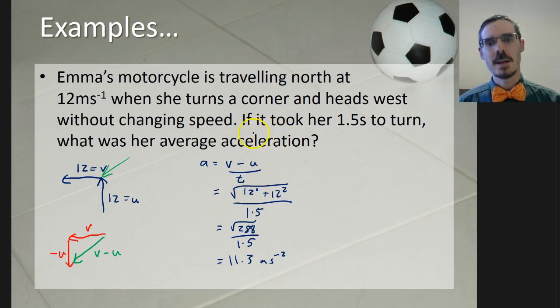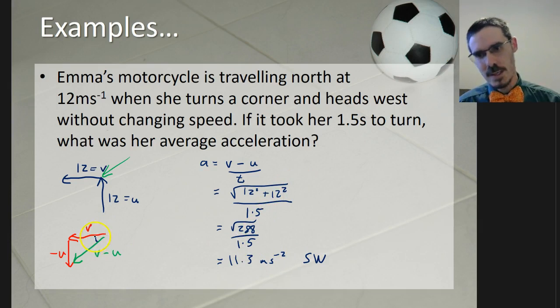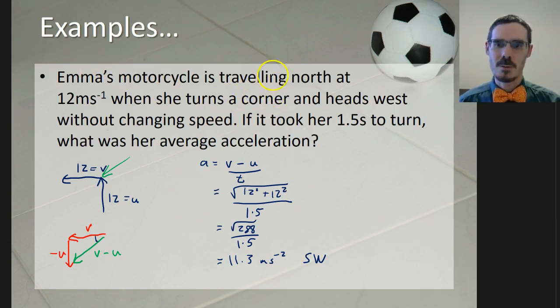But acceleration is a vector. I need to give the direction. Well, this is equal to that in length, which means this angle has to be 45 degrees. So the direction is southwest. If these lengths were not equal, then you would have to use tan to work out this angle. It's just that in this case they're the same length. So the acceleration that causes Emma's motorcycle to change from north to west at the same speed is 11.3 meters per second squared in a southwest direction.